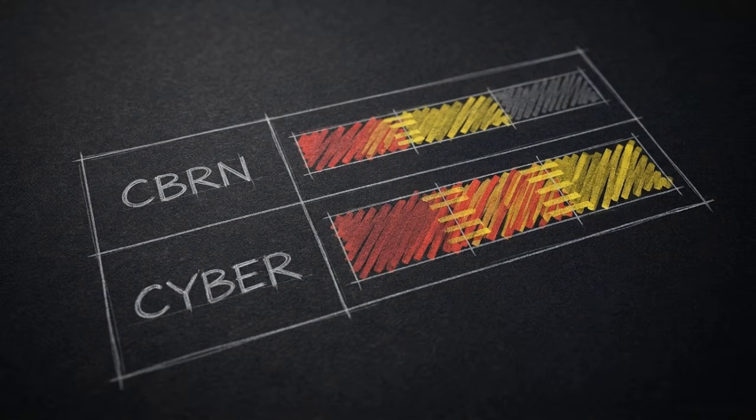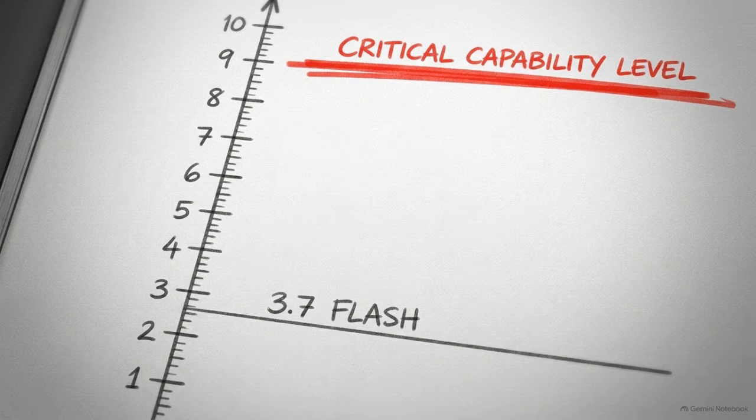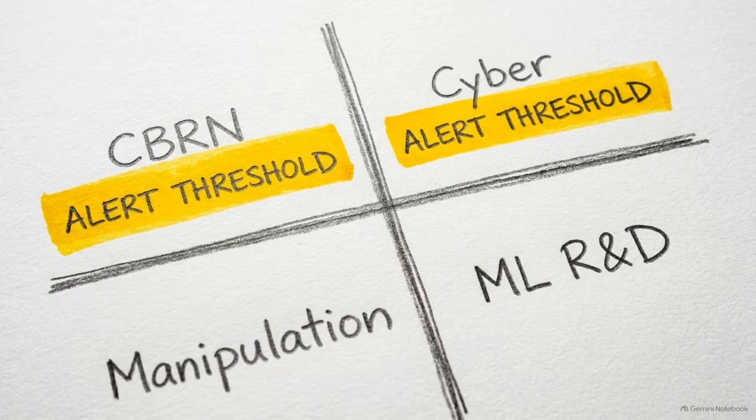The industry has moved away from binary safe or unsafe labels. Google now relies on the Frontier Safety Framework to continuously monitor capability risks. The baseline requirement for launching this model was met. 3.7 Flash did not reach any tracked or critical capability levels. But this grid highlights a hidden tension within that framework.